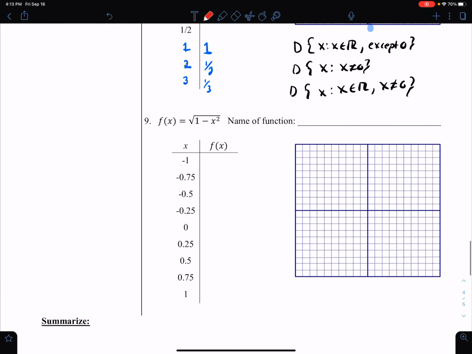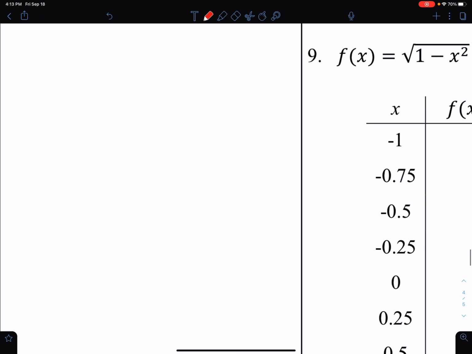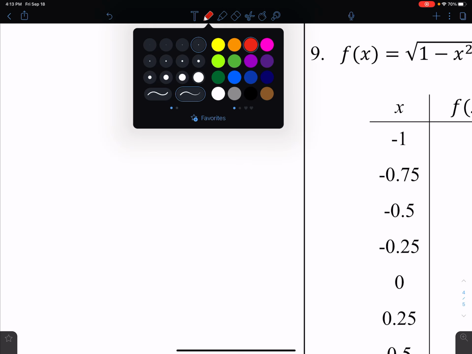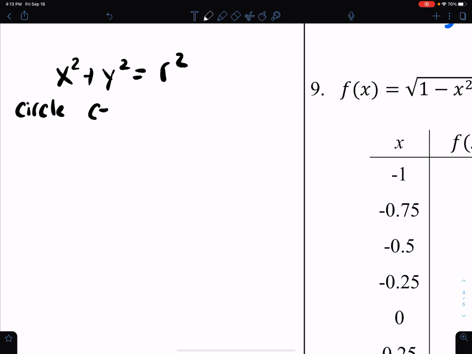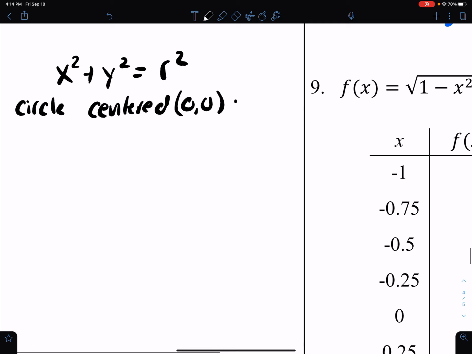This last one was the weirdest for us, so I did get a little brief introduction before we jumped into number 9. I just kind of introduced that if we have this equation, x squared plus y squared is equal to r squared, that's a circle. It happens to be centered at 0, 0. You don't really need to know too much about it yet. And it has a radius of r, sorry.